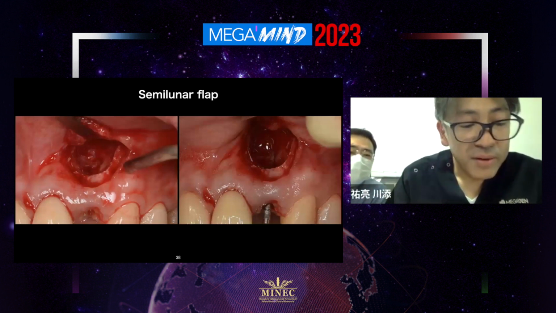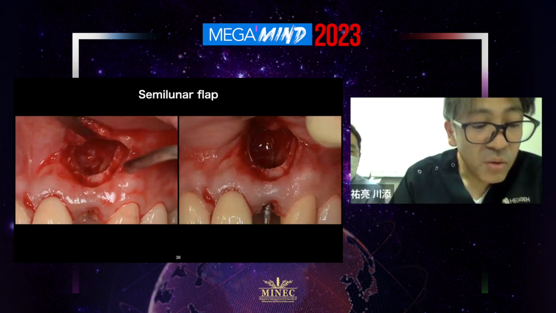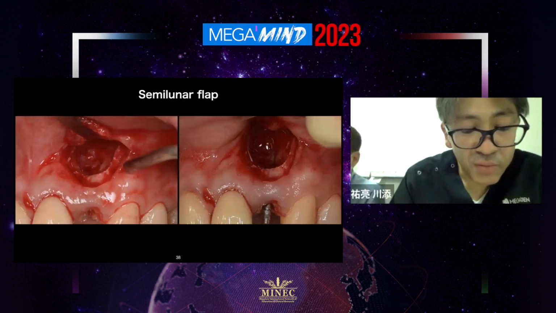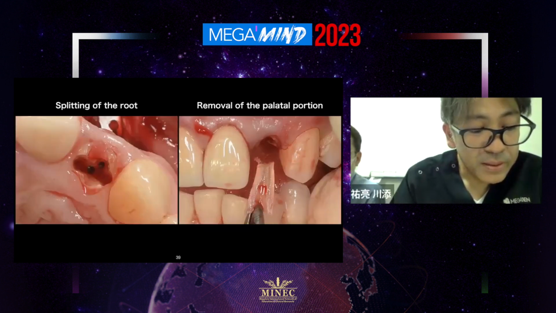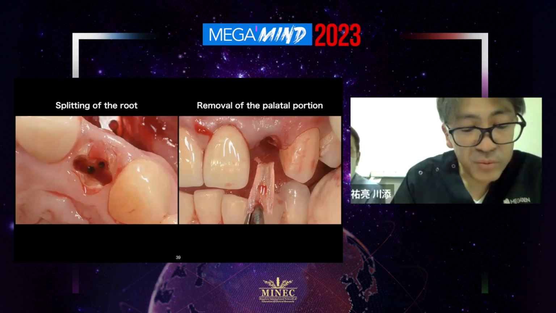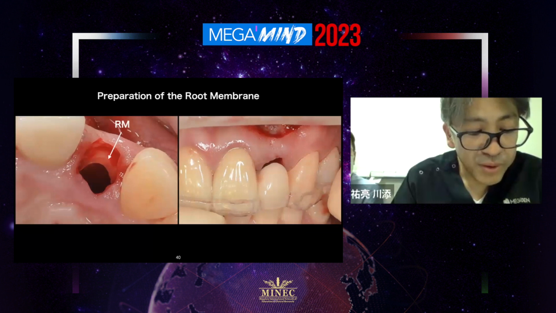A flap was designed to remove a large apical region. A complete curettage was then performed with the diamond bur. Then the root was split and the palatal portion removed. The root membrane was formed.